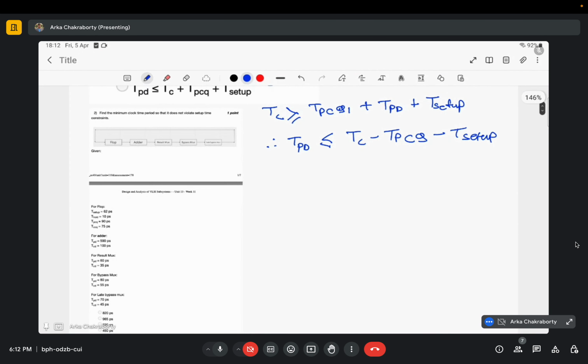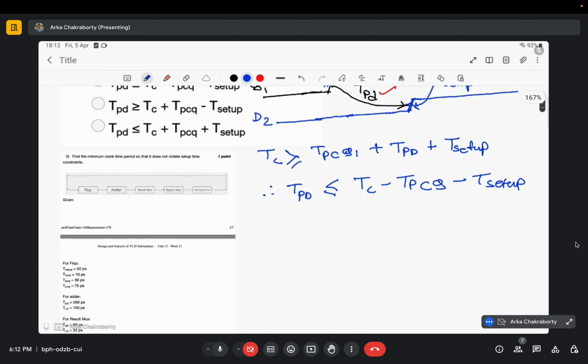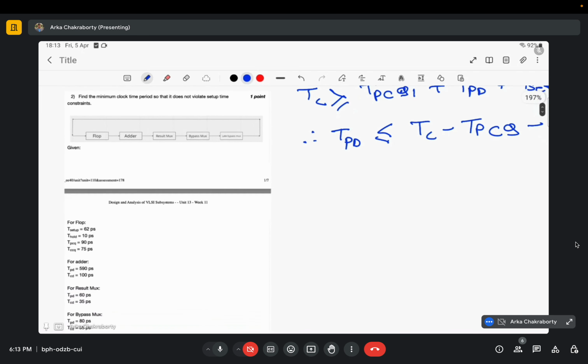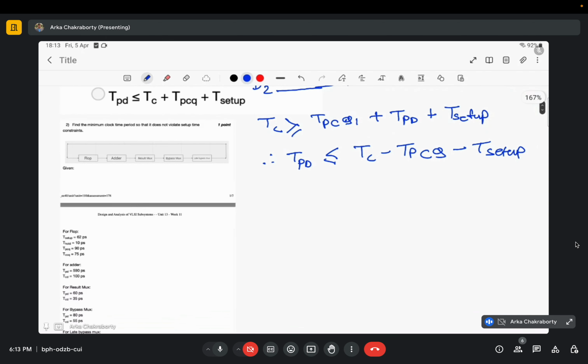Question number 2. Okay, so we have been given a system where a sequential circuit is present, a flop is present here, followed by a number of combinational circuits, and the output is again fed to the input. So it is a flop, followed by a set of combinational circuits, again followed by a sequential circuit, right? It has been asked to find the maximum clock time period so that it does not violate setup time constraints. So I can simply use the formulas that I've got in the previous case, correct?